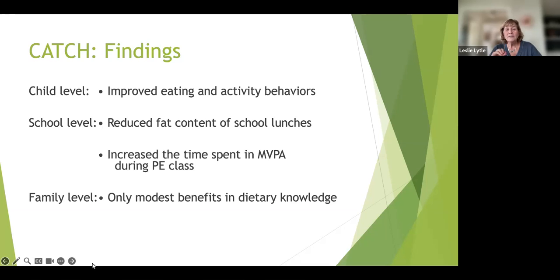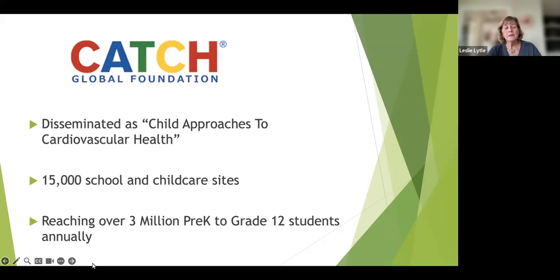knowledge. This information was really important because when we went to disseminate CATCH, which has been disseminated to over 15,000 schools, reaching over 3 million kids, we did not include that family component. So you can imagine the greater potential that dissemination has been by having a bit of a simpler design, not needing to engage families, at the same time having positive outcomes.